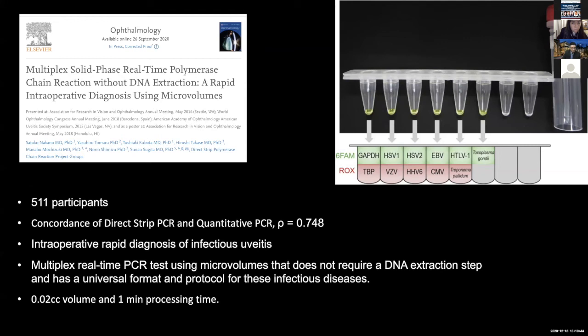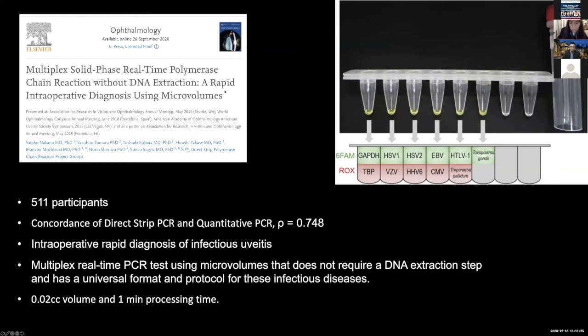So they looked at infections, and they had a direct strip PCR where they were able to rapidly assess for 9 infections, and that includes HSV1, HSV2, EBV, HTLV, VZV, HHV6, CMV, toxo, and treponema pallidum. And the value of this test is it can be performed very quickly, in less than a minute, and it only requires 0.02 cc's of volume. And that's a significant advantage because oftentimes it's harder to achieve a large enough volume, especially in the clinic, to test for multiple pathogens. And it was also used for intraoperative rapid diagnosis of infectious uveitis.